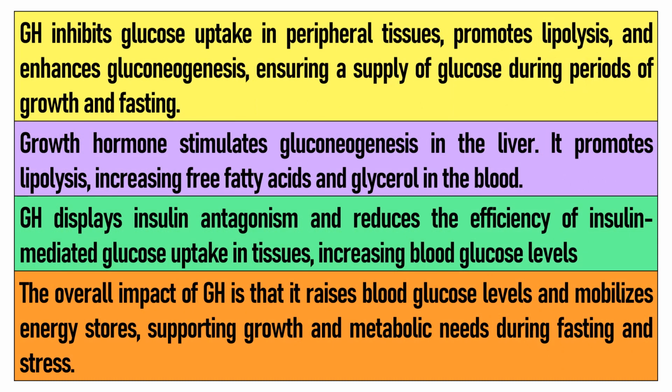Growth hormone inhibits glucose uptake in peripheral tissues, promotes lipolysis, and enhances gluconeogenesis, ensuring a supply of glucose during periods of growth and fasting. Growth hormone stimulates gluconeogenesis in the liver. It promotes lipolysis, increasing free fatty acids and glycerol in the blood. Growth hormone displays insulin antagonism and reduces the efficiency of insulin-mediated glucose uptake in tissues, increasing blood glucose levels. The overall impact of growth hormone is that it raises blood glucose levels and mobilizes energy stores, supporting growth and metabolic needs during fasting and stress.